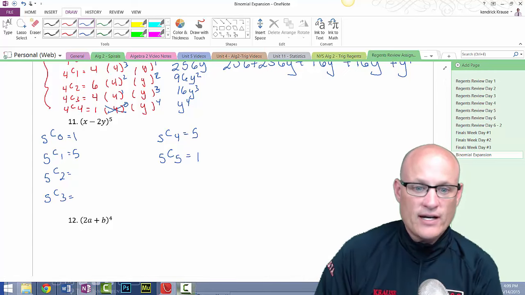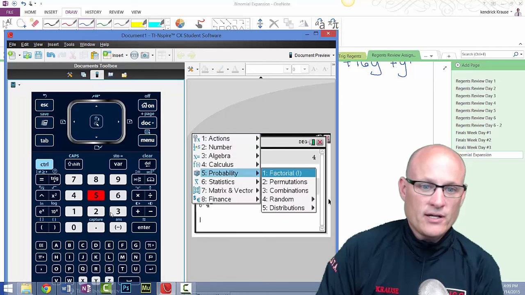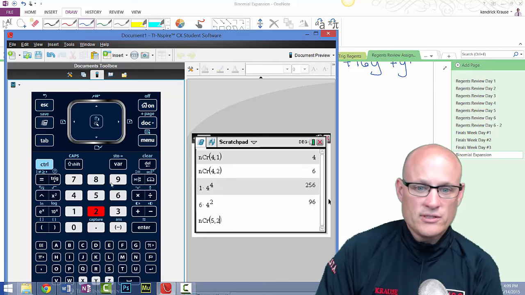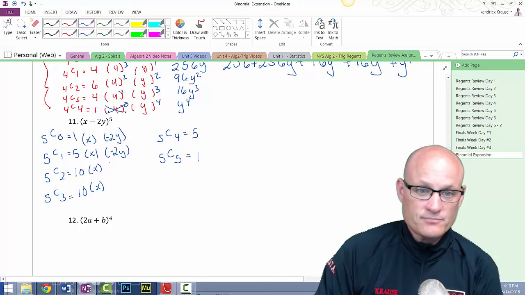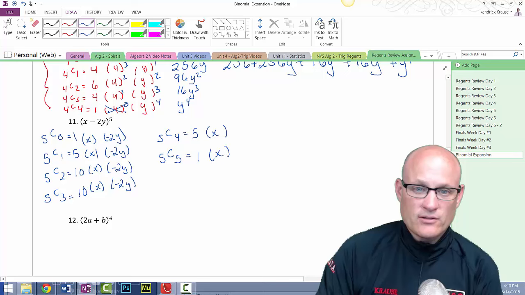So the only thing I don't know is this 5C2. So menu 5, 3, 5, comma 2, 10. So this is 10 and this is 10. They always have to match. 1, 5, 10, 10, 5, 1. It's symmetrical. Here goes x, x, x, x, 2y. It's actually negative 2y. Be careful with that. Negative 2y, negative 2y, negative 2y, x, x, negative 2y, and negative 2y.